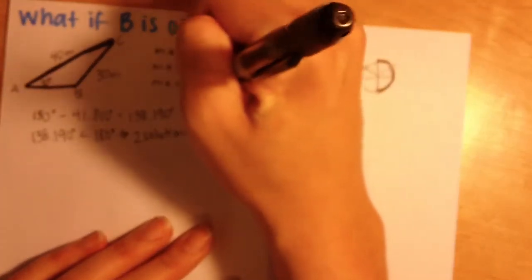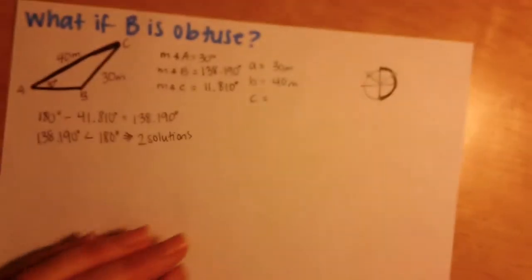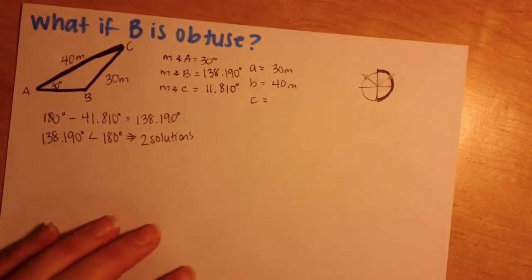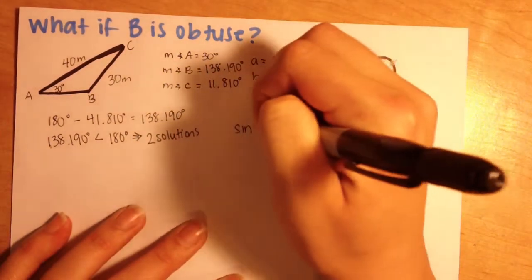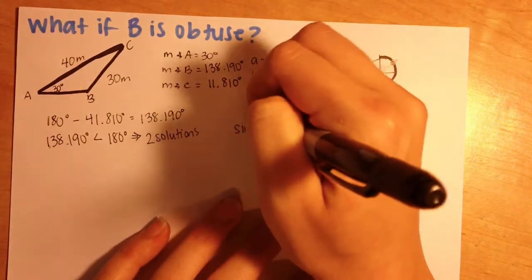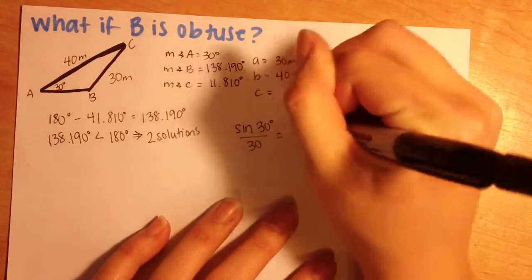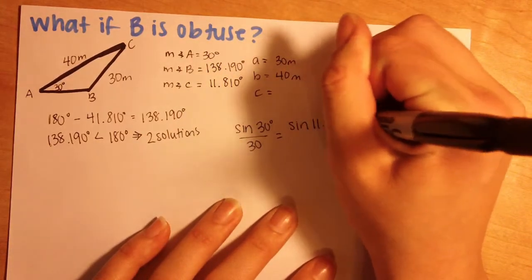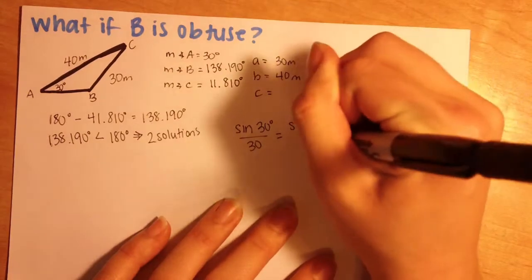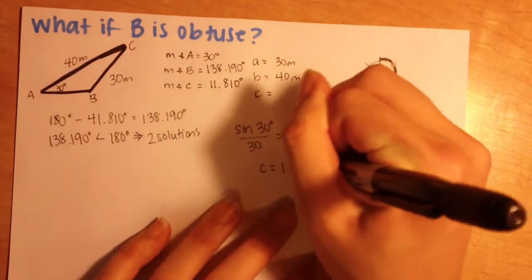is 11.810. So now we can use the law of sines to solve for our third side. So we'll have the sine of 30 degrees over 30, again I'm using the given, equals the sine of angle C, which is now 11.810 all over C. When we solve, we'll get C equals 12.280.